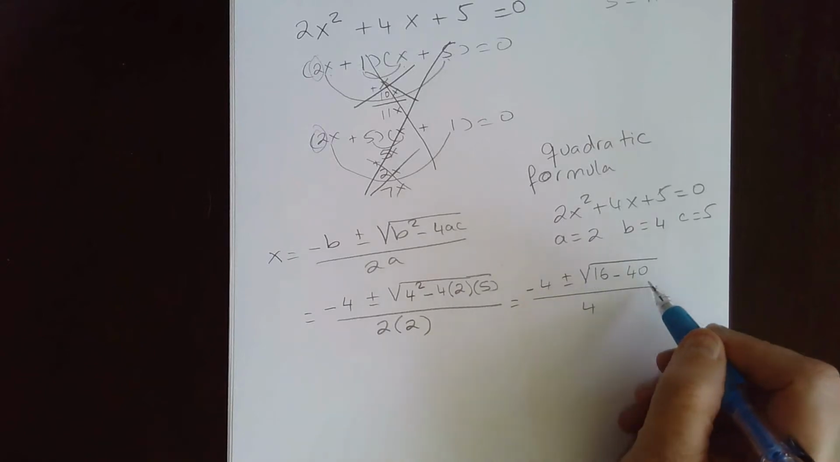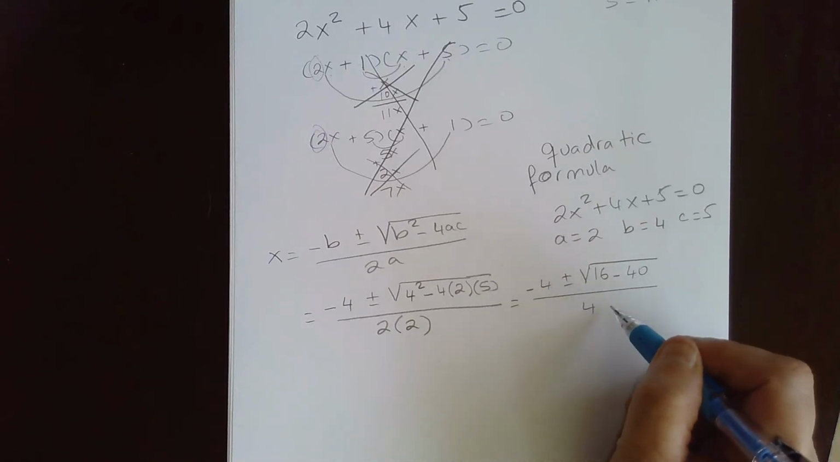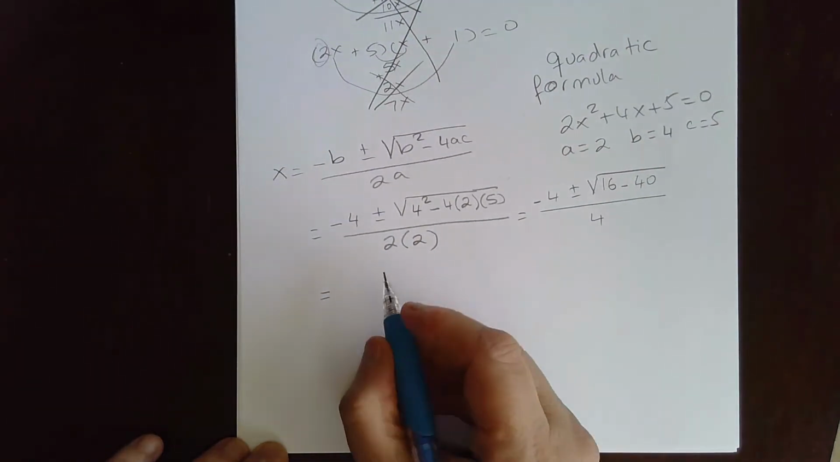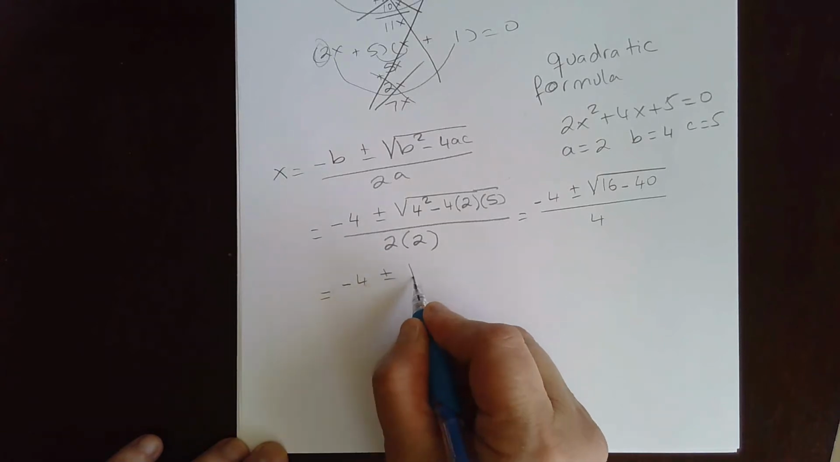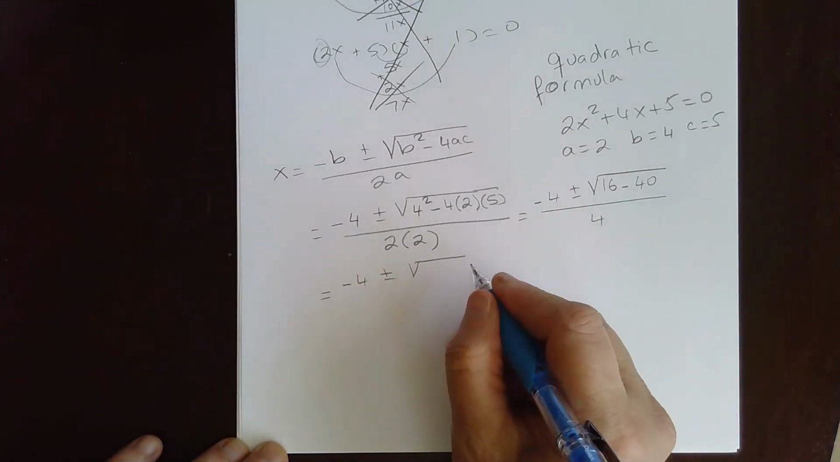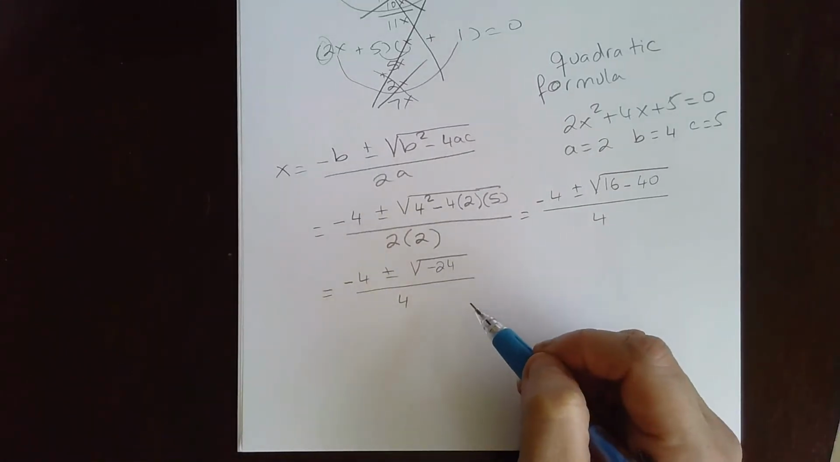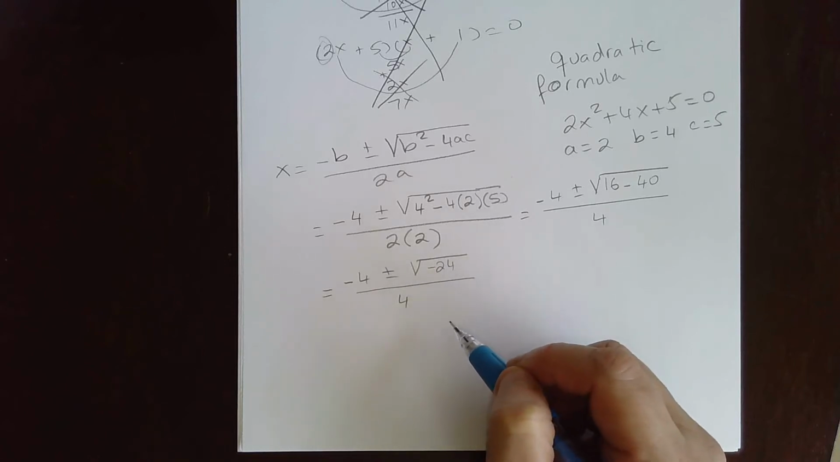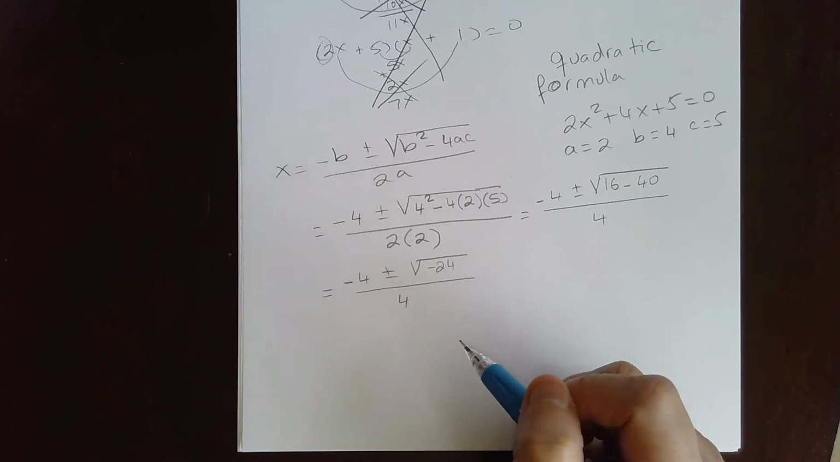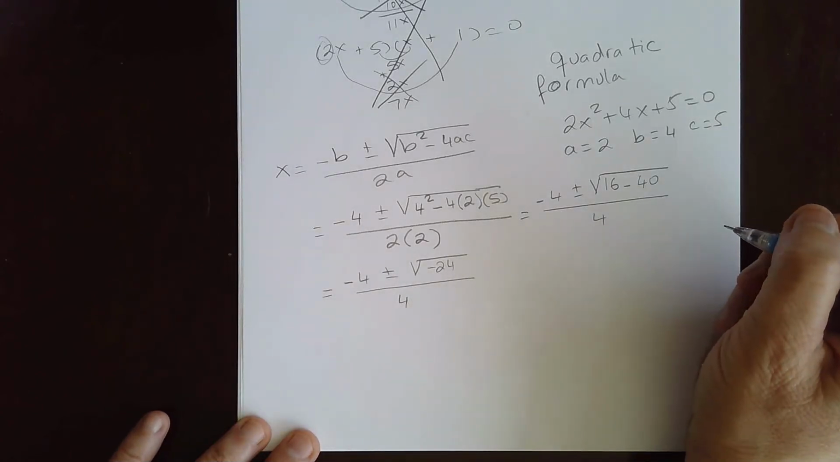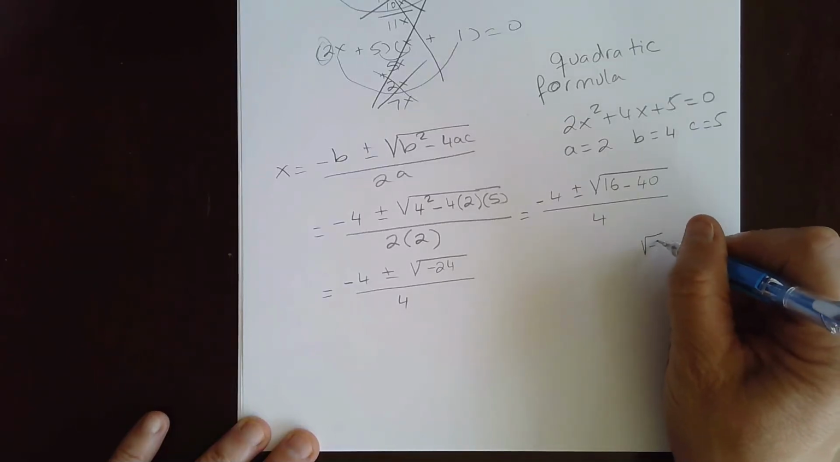Now I find out why we cannot factor. If you notice here, the radicand is negative. What does that mean? Well, let's write down what we have here. Negative 4 plus or minus the square root of 16 minus 40, which is negative 24, over 4. So you're taking the square root of a negative number. The solutions are complex. That's why we were not able to solve by factoring. Now, if you recall, the square root of negative 1 is i.